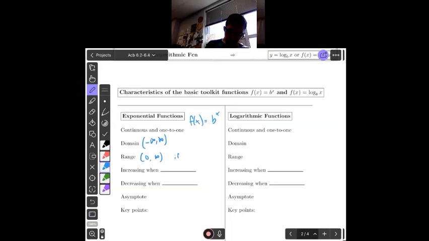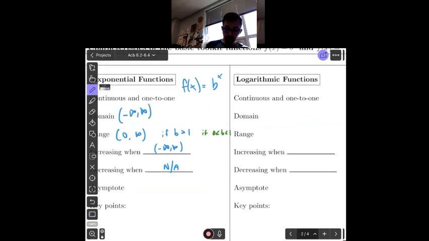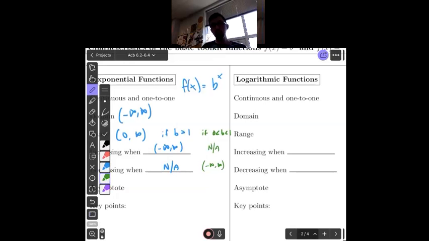If b is greater than 1, if it's a growth function, then the function always increases and it never decreases. If b is a decay function, somewhere between 0 and 1, then that function never increases; it always decreases. We talked about that a while ago when we were doing the exponential applications.